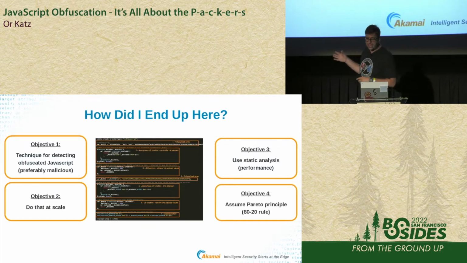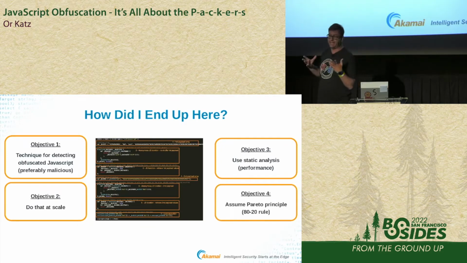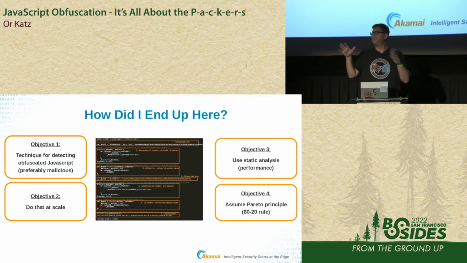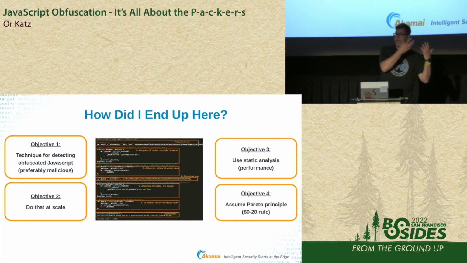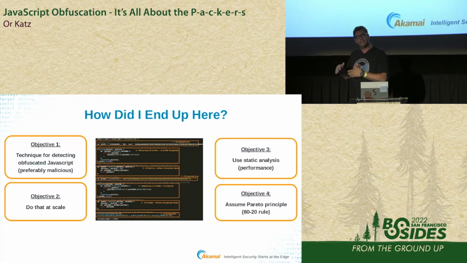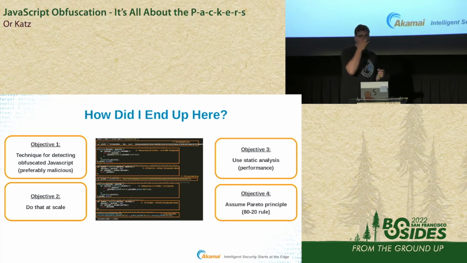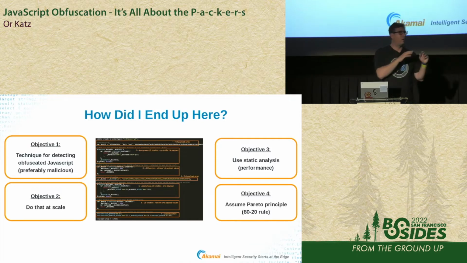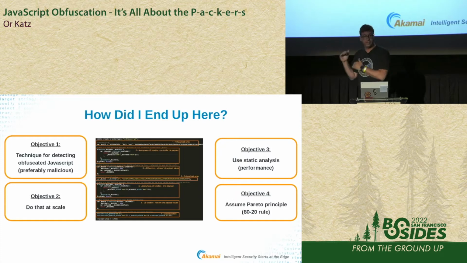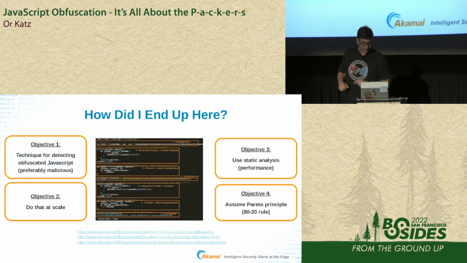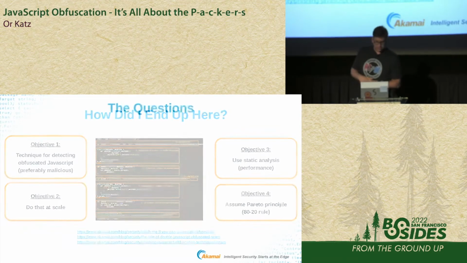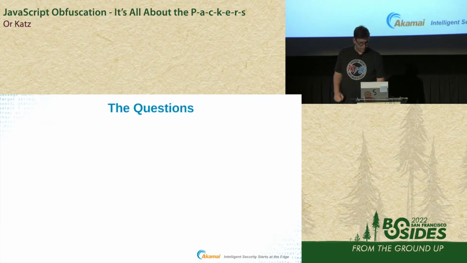Now, the first objective that I have is assuming the Pareto principle, which says the following thing. If I take 20 of the most used JavaScript packers, which is software that does obfuscation of a given JavaScript file, and I look into them, I will be able to see that 80% of the samples out there are being used by those 20%. So in other words, I'm not trying to solve the entire spectrum of the problem of JavaScript obfuscation. I'm trying to do a minimal effort and solve as much as possible in the space of the problem that I'm trying to solve. And here are some of the links of those blogs from over 18 months ago.